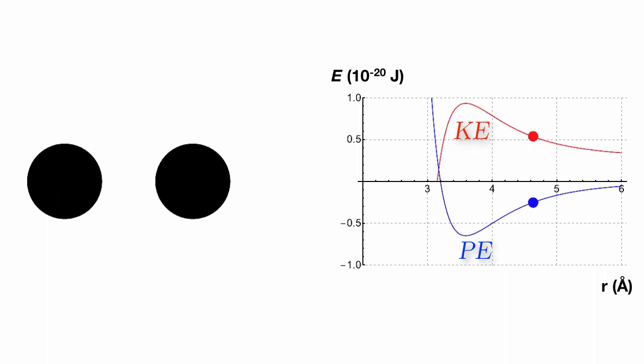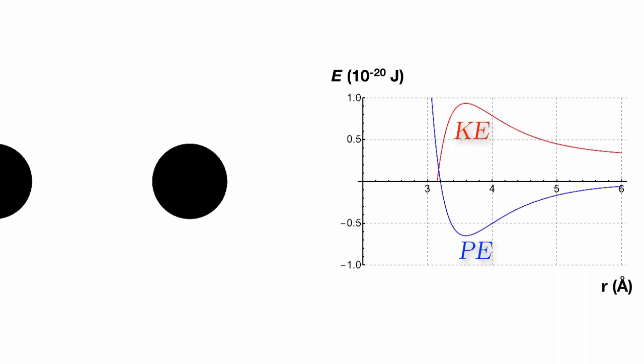If we raise the total energy enough to break the bond, then the kinetic energy is large enough for the atoms to keep moving apart.